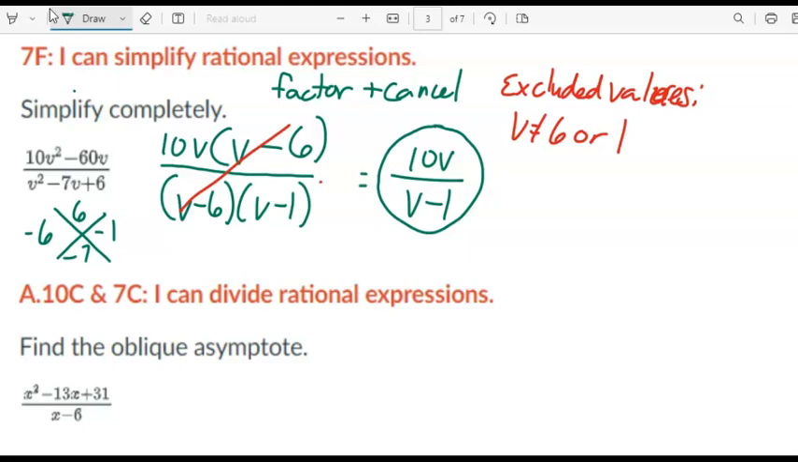10c and 7c. I could divide rational expressions. Find the oblique asymptote. X squared minus 13x plus 31 all over x minus 6. To do this, we're going to use synthetic division.